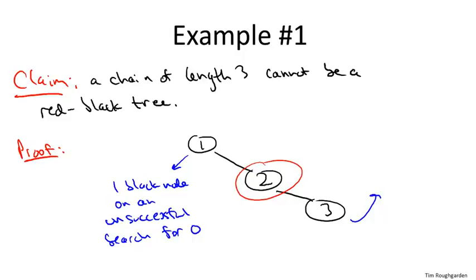I'll leave it for you to check that no matter how you try to color 2 and 3, red or black, you're going to break one of the invariants. If they're both red, you break the 3rd invariant. If at most one is red, you break the 4th invariant. So that's a non-example of a red-black tree.